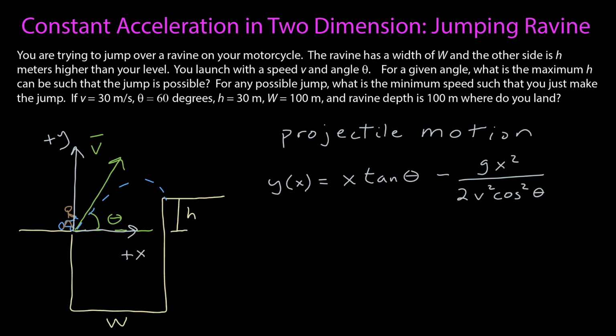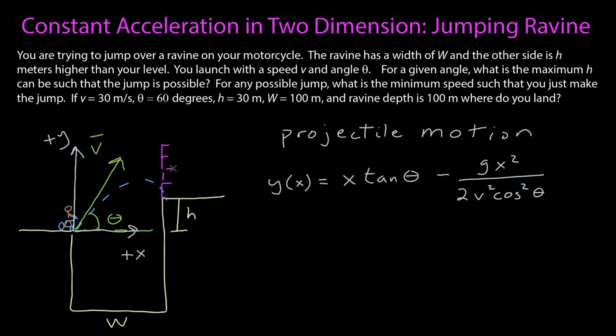Well, how would we use this equation? Let's look at the first question. For a given angle, what is the maximum h can be such that the jump is possible? Well, what does that mean? So it's launched, and okay, you make that jump, but then you keep raising h until at some point it's no longer possible to make the jump.